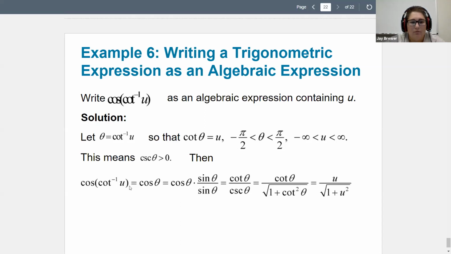And then if you follow through with their logic here, you get cosine theta equals cosine theta times sine theta over sine theta, which equals cotangent theta over cosecant theta. Then they made it cotangent theta over the radical of 1 plus cotangent squared theta. And then they substituted in their u's. So you're definitely going to be memorizing or using some of your identities.